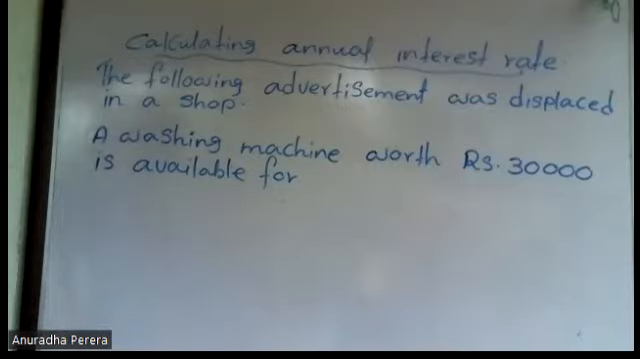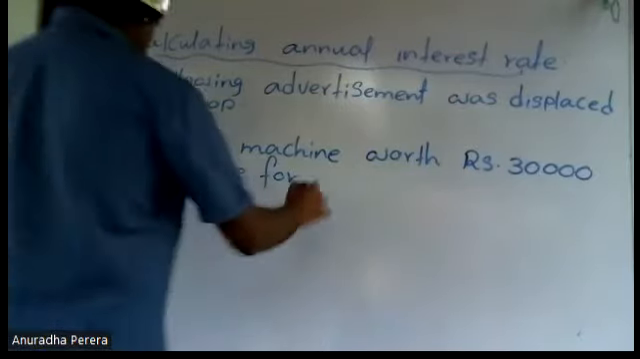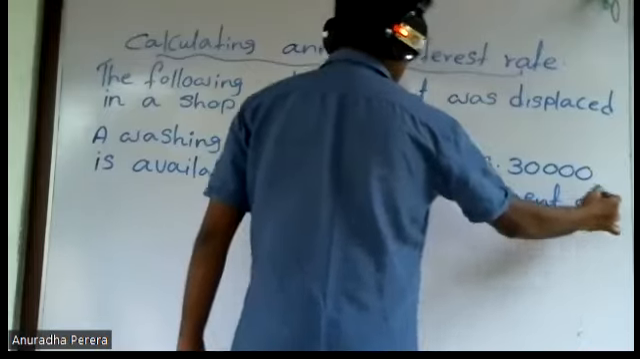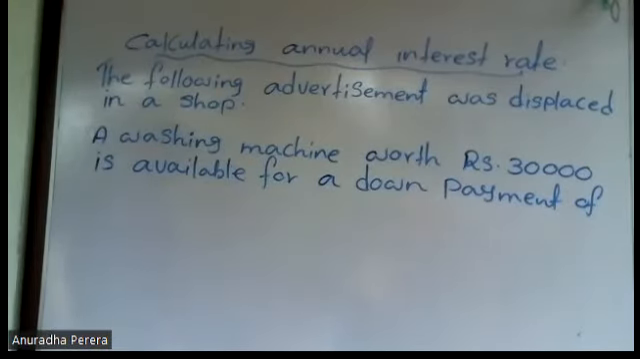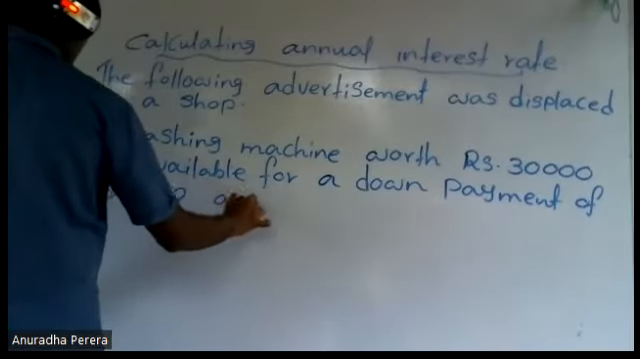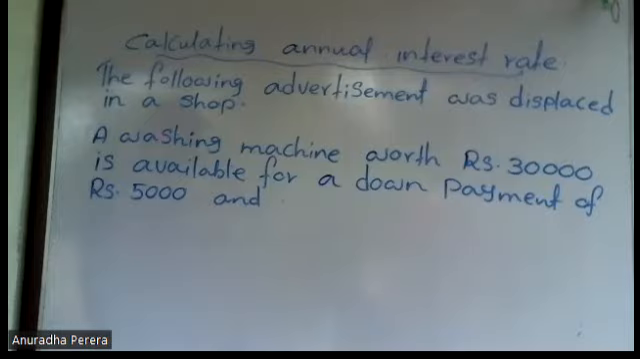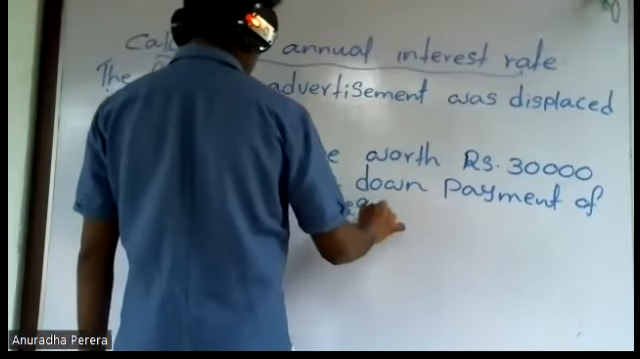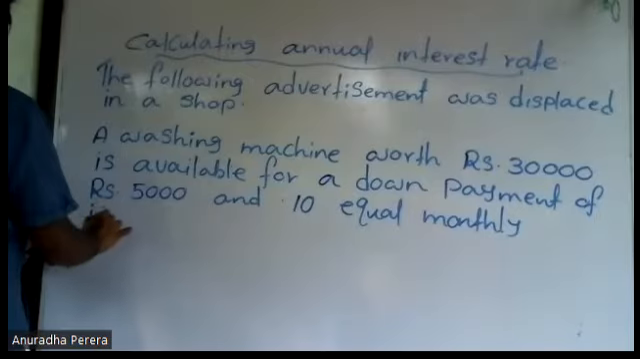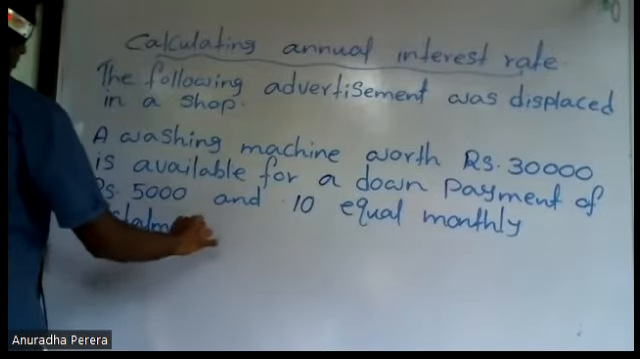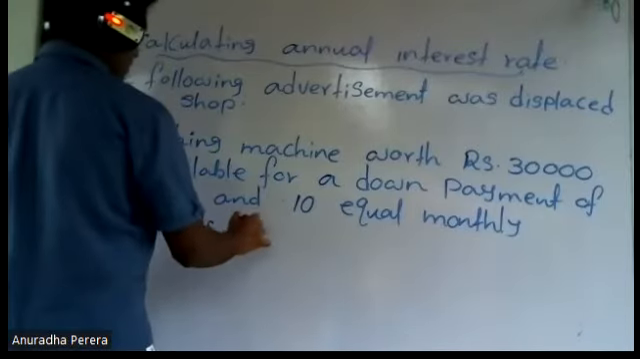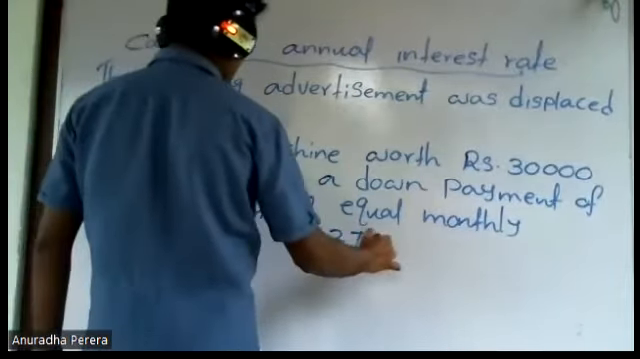A washing machine worth 30,000 is available for a down payment of 5,000 rupees and 10 equal monthly installments of 2,720. This is an advertisement.